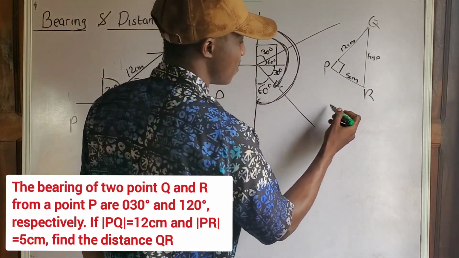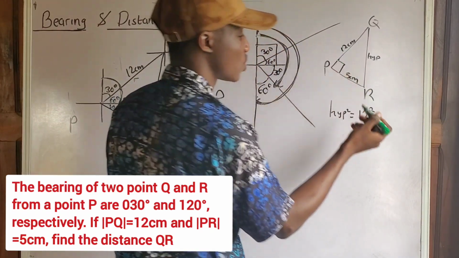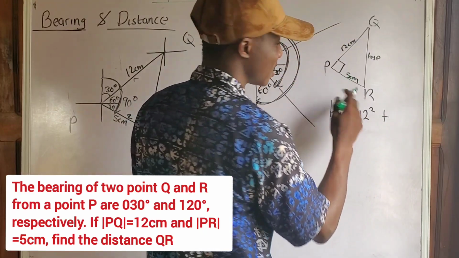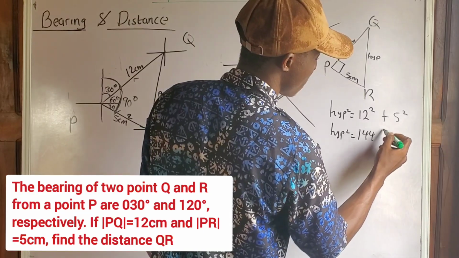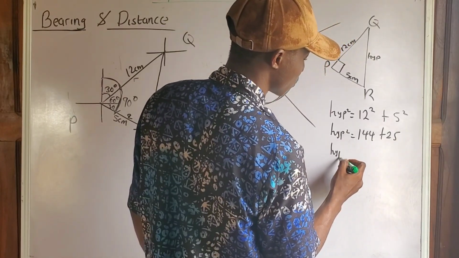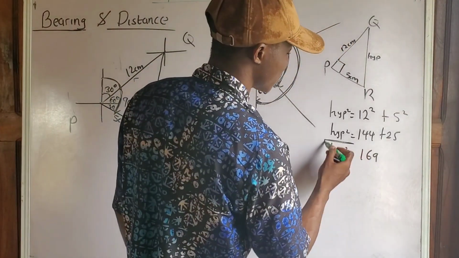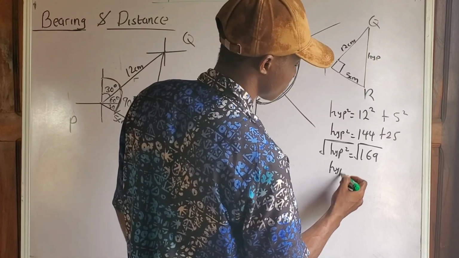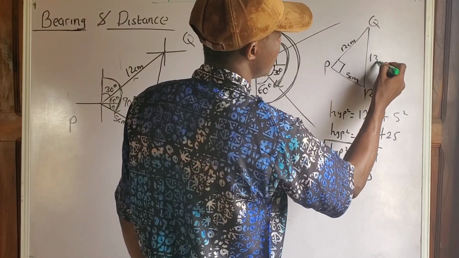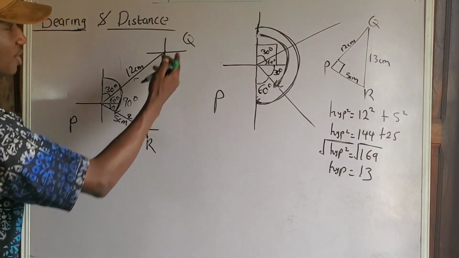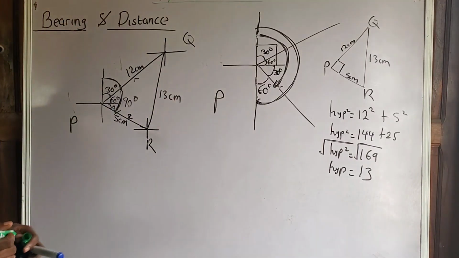Based on Pythagoras theorem, hypotenuse squared is equals to opposite squared. The opposite is what? 12 centimeters. So 12 squared plus adjacent squared. The adjacent is what? 5 centimeters. So I'm going to have 5 squared. So the hypotenuse squared is equals to 144 plus 25. Okay? So the hypotenuse squared is equals to 169. To get the hypotenuse, you have to take the square root of both sides. So square root of 169 is what? 13, right? So this side is 13 centimeter. So the distance between QR is what? 13 centimeter. You can see that it's simple.